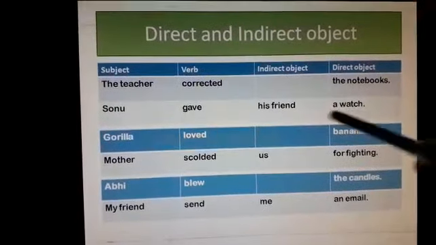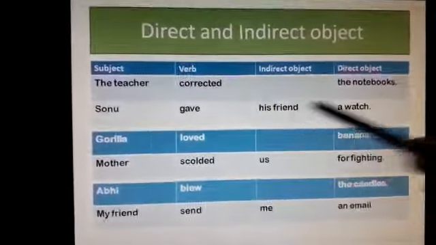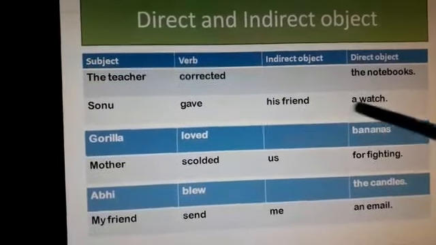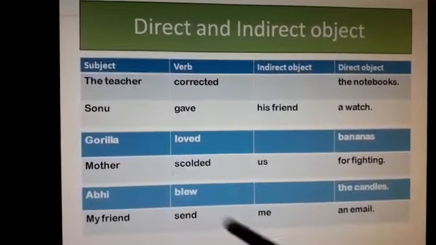Sonu gave his friend a watch. There are two objects and this answers the question to whom. Sonu gave the gift to whom? His friend. So, his friend received the watch. So, there are two objects.